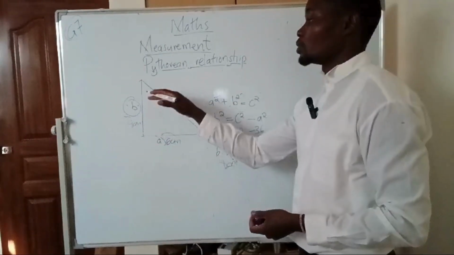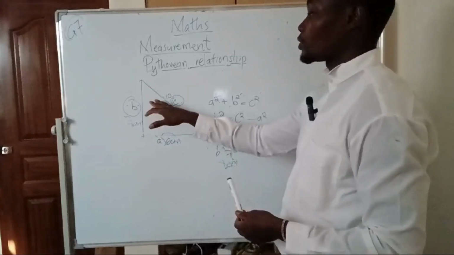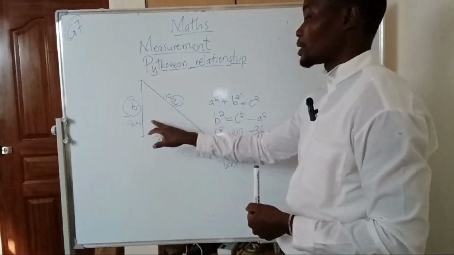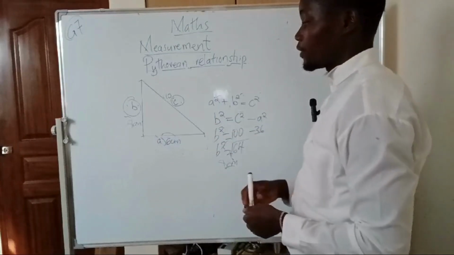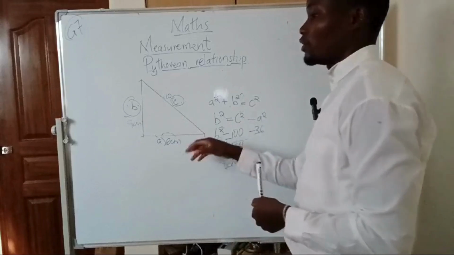I've given you different methods on how to find the sides of this particular right angle triangle. I've given you how to find b, how to find c, and how to find a if you've been given any of the two.